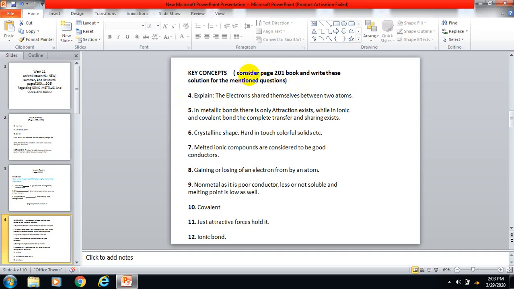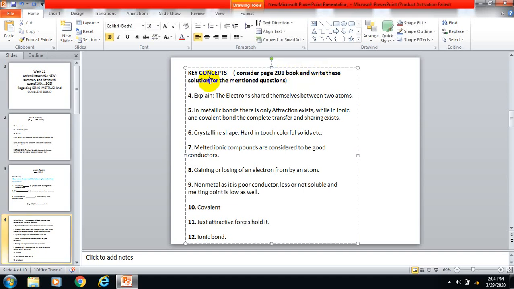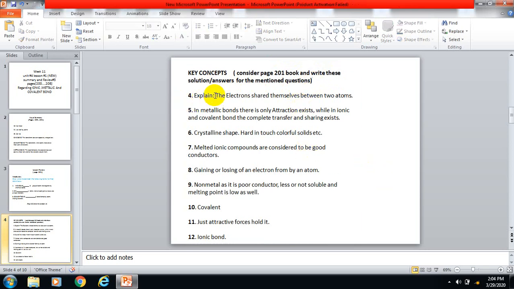Look at, I mentioned, consider page 201 of the book, and write these solutions, or the answers. Let me write for you the answers for the given questions. For the fourth, the answer is: the electrons are shared between two atoms.